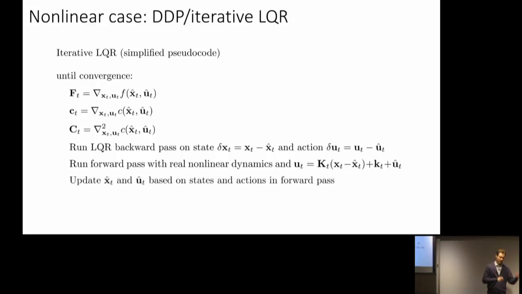And then you're going to update x hat and u hat based on the states and actions that you visited. So you just take whatever states and actions you had when you ran that forward pass, and those become the new x hat and u hat. So locally linearize, locally quadraticize, optimize for the best trajectory, evaluate what it would actually do in the real nonlinear system, update, and then repeat the whole thing. So this is an iterative procedure that will gradually optimize your trajectory.